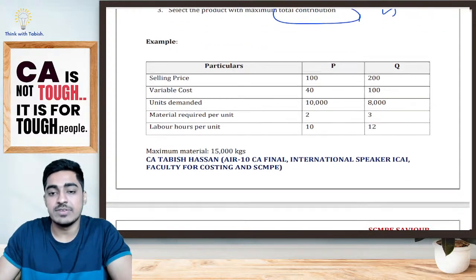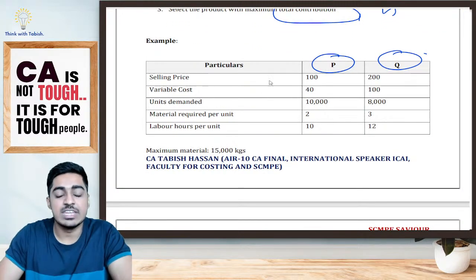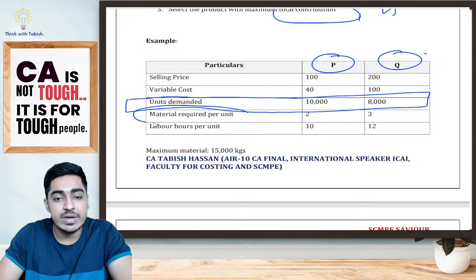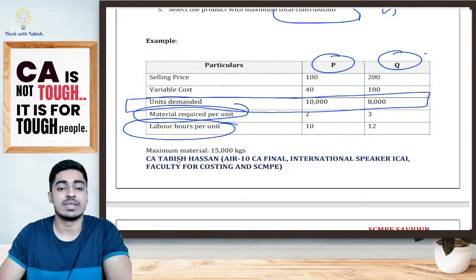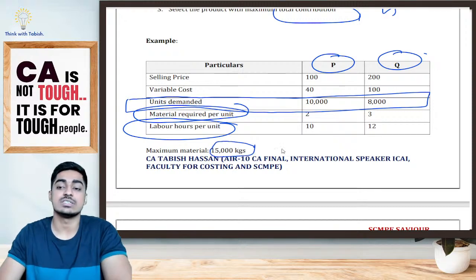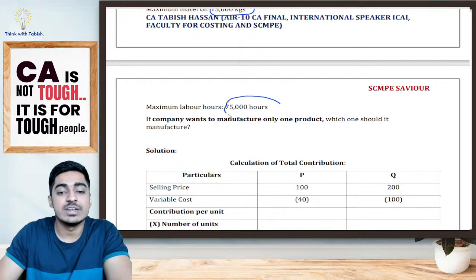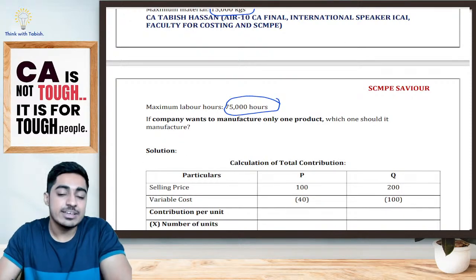Suppose we are a company producing two products, P and Q. Selling price is given, variable cost is given, and how many units are in demand is also given. How much material is required to manufacture one unit is given. How many labor hours are required per unit is also given. The maximum raw material we have is 15,000 kg. Again, the maximum labor hours we have is 75,000. So the company is taking a decision because the limiting factors are there.